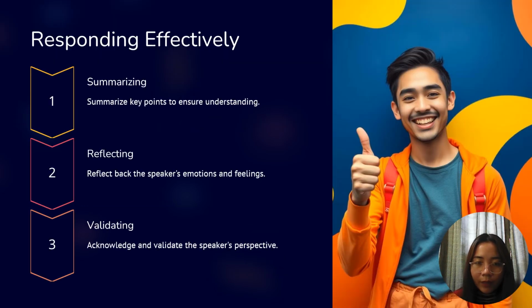Responding effectively. Summarizing. Summarize key points to ensure understanding. So this is responding effectively, how you have to respond to the speakers. Reflecting. Reflect back the speaker's emotion and feelings. Validating. Acknowledge and validate the speaker's perspective.